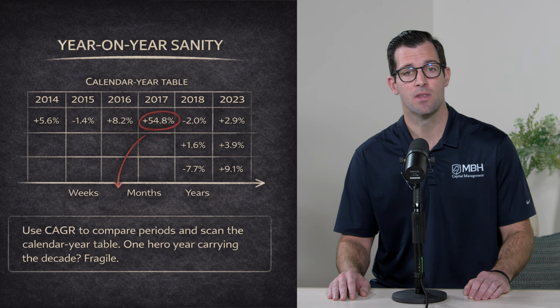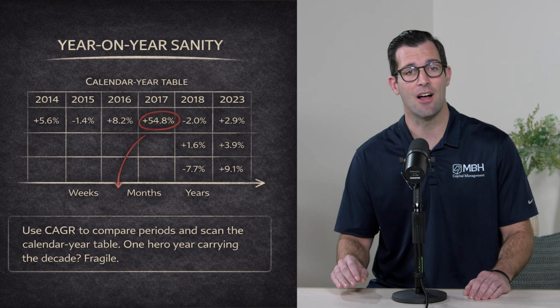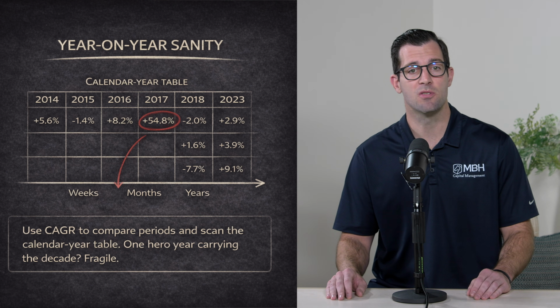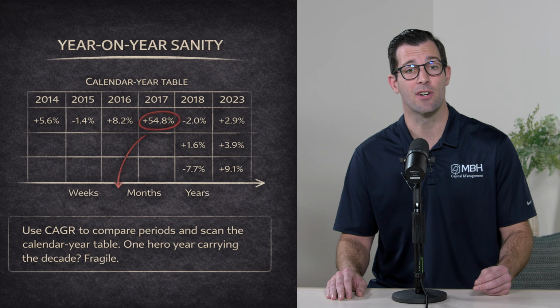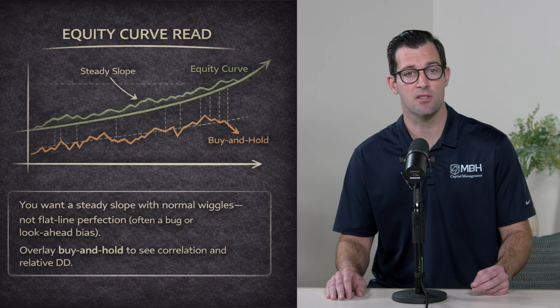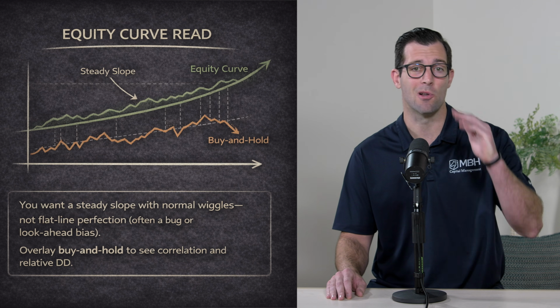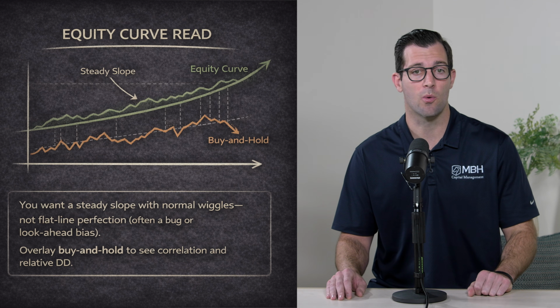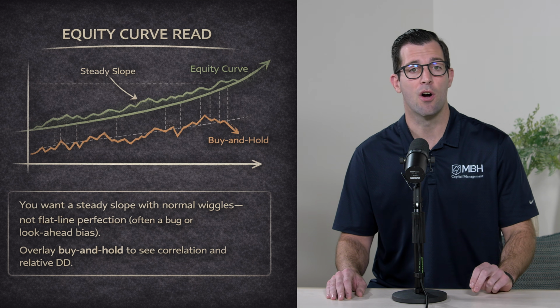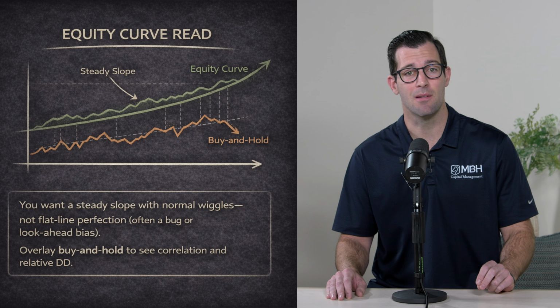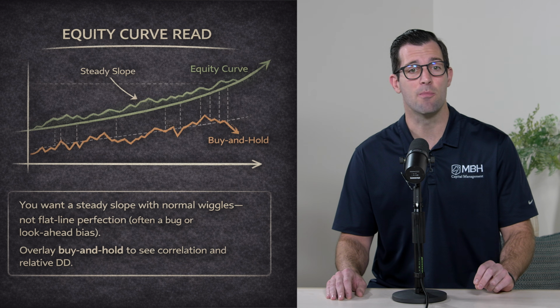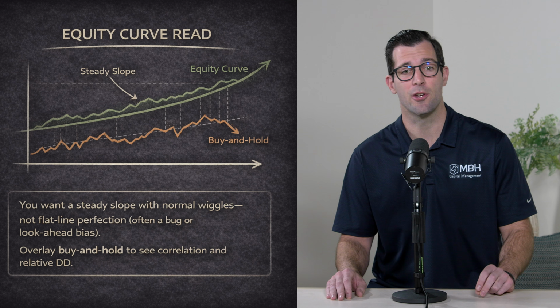Year-on-year sanity. Use the compounded annual growth rate to compare periods and scan the calendar year table. This helps you see what it's like carrying this trade for a decade and how fragile it is. You want to see what that equity curve looks like and want a steady slope along that with normal wiggles along the way. Not a flat, perfect line over a long period of time. That most likely means a look-ahead bias and that you may have correlation relative to the drawdown that you're expecting.